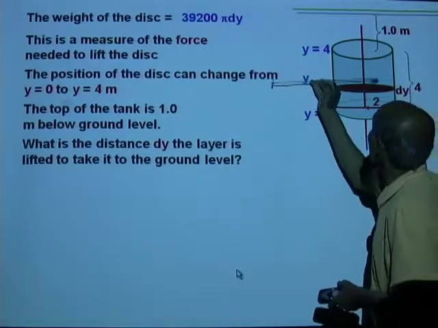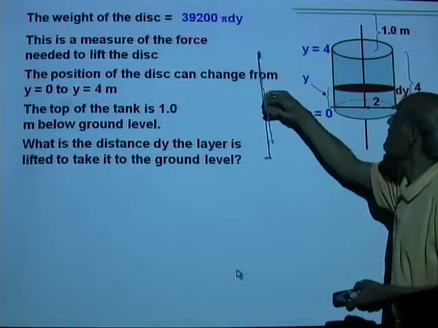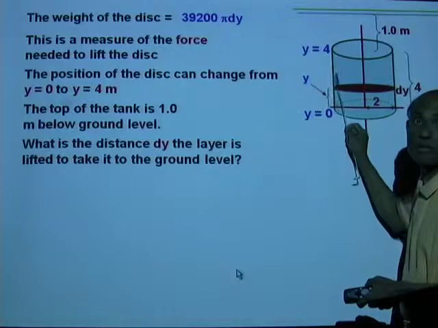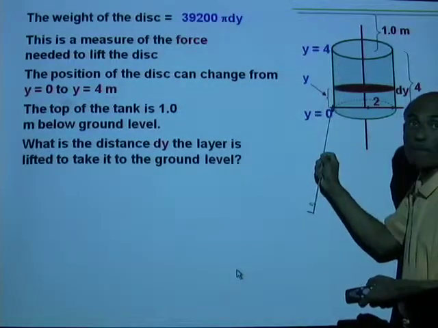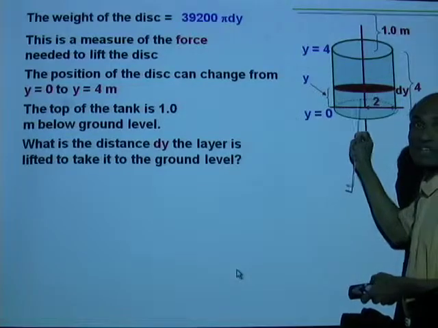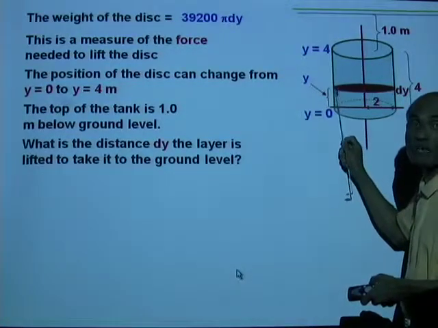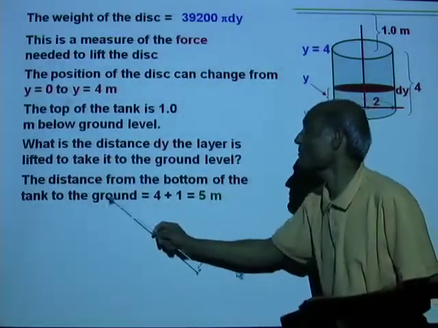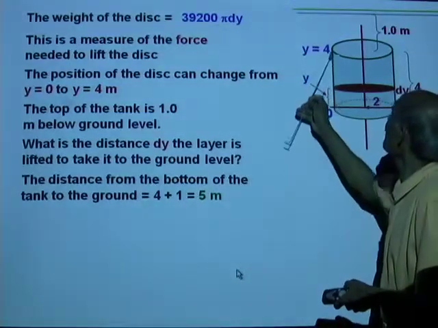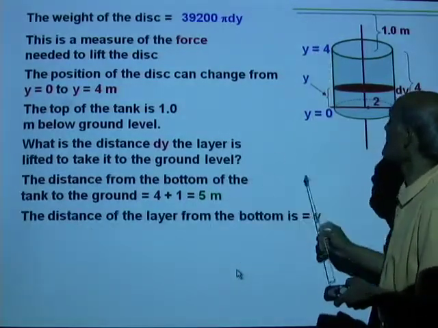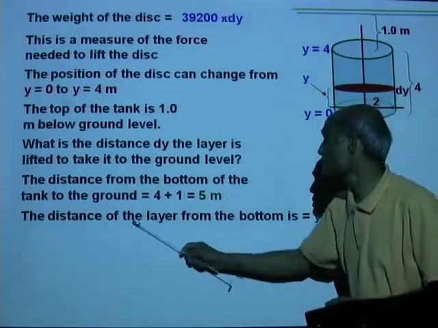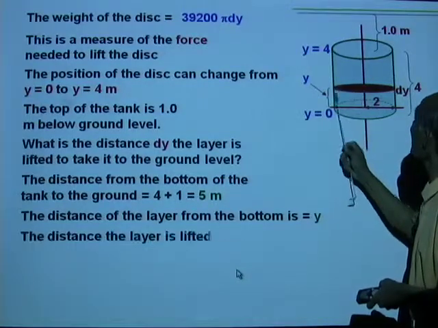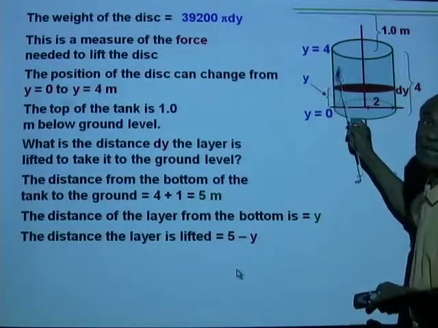So the distance this layer has to be lifted so that it can be thrown out, meaning from here to the ground, is 5 meters minus y, because the layer is y meters above the origin. So the distance from the bottom of the tank to the ground is 4 plus 1, 5 meters. That's right. The distance of this layer from the bottom is y meters. So again, one more time.